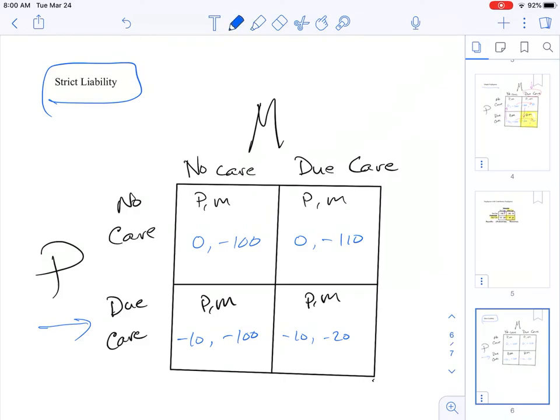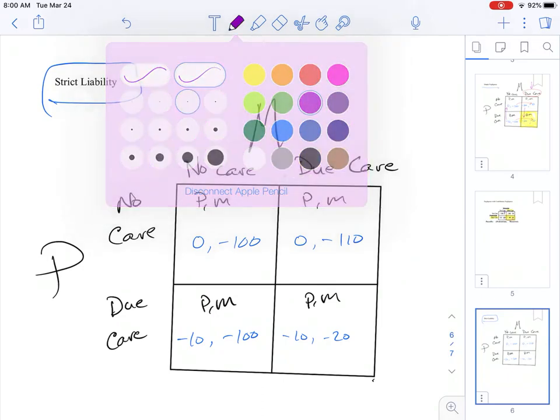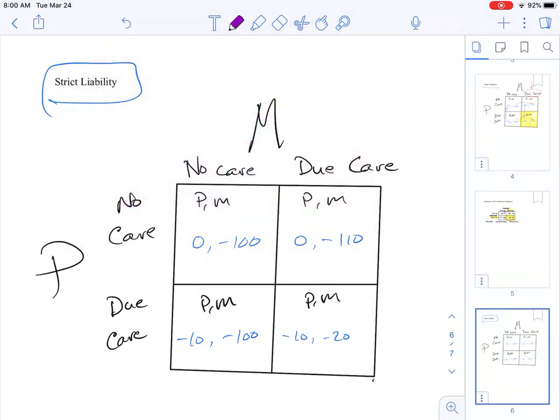So, let's see. Let's get rid of my arrow there. What does that mean? I've not been very consistent with the colors here, have I? If the pedestrian, let's say, does not take care, right? So that puts us in this row. Then the motorist could either not take care and be out 100 or exercise care and be out 110. They have to pay. There's going to be an accident and they have to pay for it either way. So they're better off not taking care, right, in that situation.